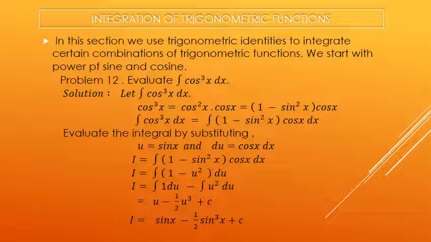Here we have the integration of trigonometric functions. In this section, we use trigonometric identities to integrate certain combinations of trigonometric functions. We start with powers of sine and cosine. But first, we know the trigonometric functions and their identities. We have six trigonometric functions: sine, cos, tan, cot, sec, cosec. We also know about their identities, their ratios and their derivatives from the derivative section.